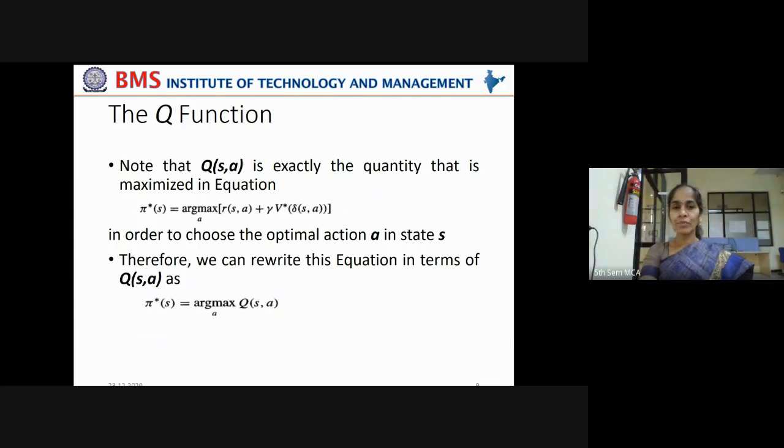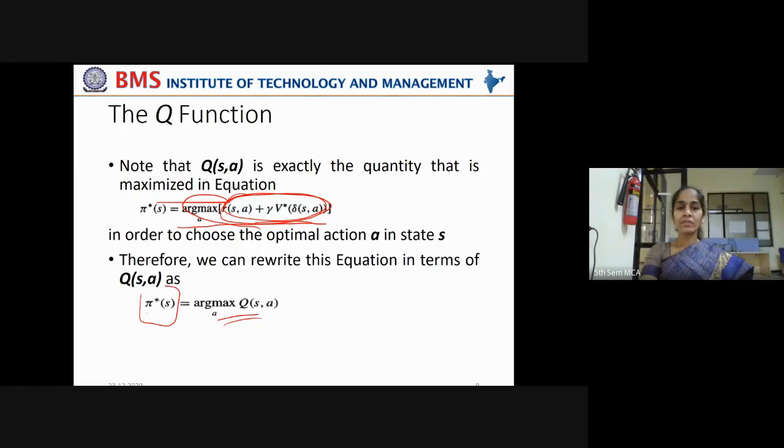Now note that Q of S,A is exactly the quantity that is maximized in the equation of optimal control policy. Why don't we substitute this Q of S,A in this entire term? Because Q of S,A is the sum of immediate reward and the cumulative value of the next state. Why don't we substitute this part with Q of S,A? That is what we are doing here.